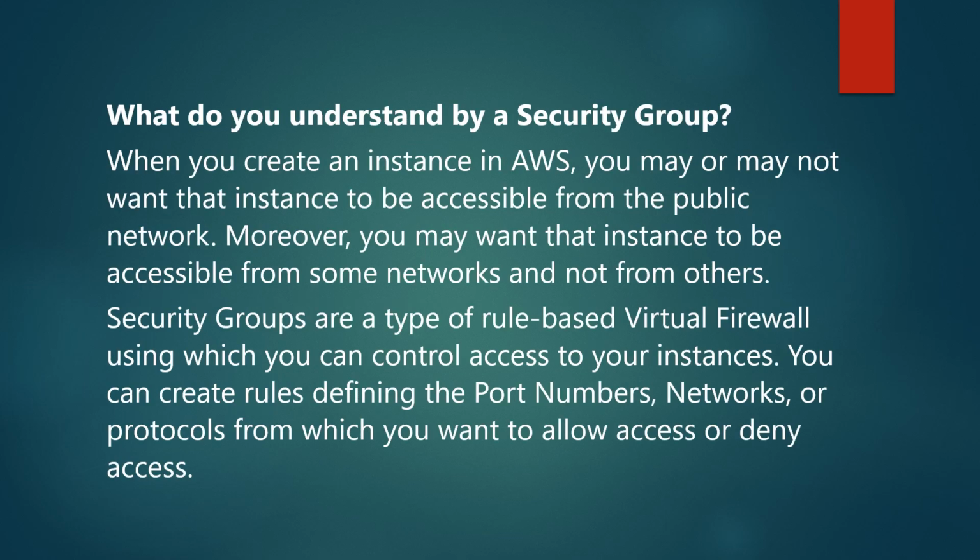Next question. What do you understand by a security group? When you create an instance in AWS, you may or may not want that instance to be accessible from the public network. Moreover, you may want that instance to be accessible from some networks and not from others. Security groups are a type of role-based virtual firewall using which you can control access to your instance. You can create rules defining the port numbers, networks, or protocols from which you want to allow or deny access.